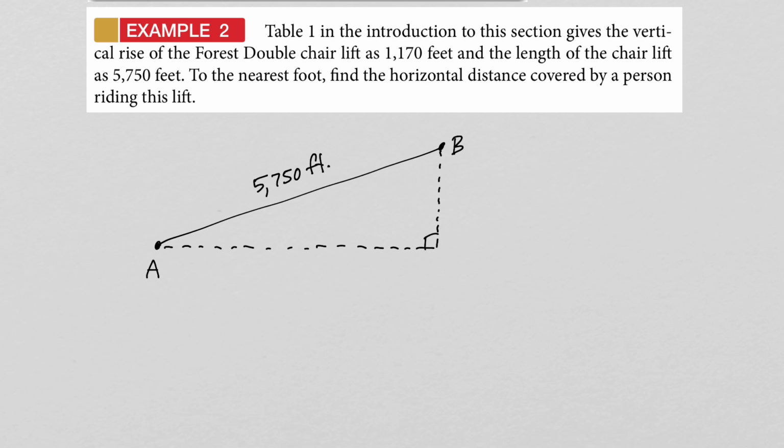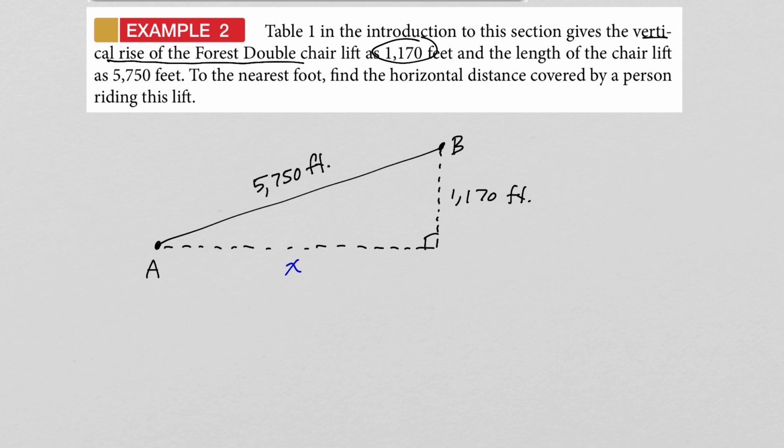Now, if I construct a right triangle here by drawing the legs perpendicular to one another, so we have a right angle, the vertical rise of this chairlift is 1,170 feet. That would be this part right here, right? Because the vertical rise is the vertical change in the distance from where you started to where you ended. So the question is, what is the horizontal distance covered, this distance here? So we'll call that distance x.